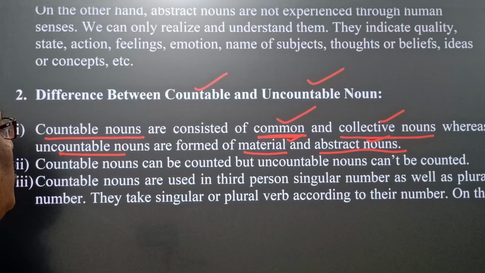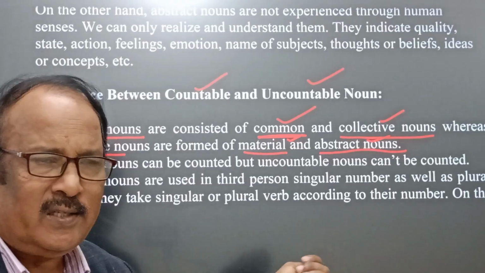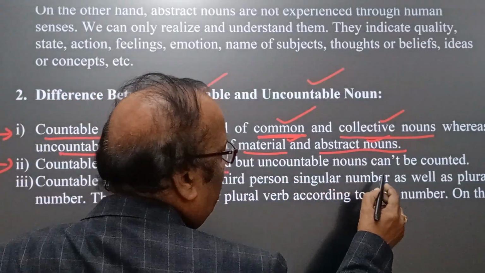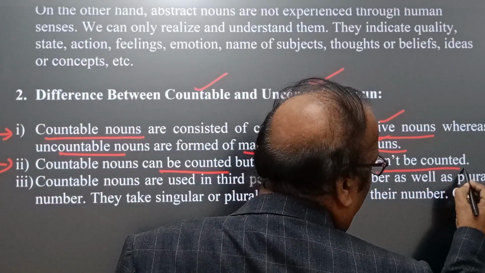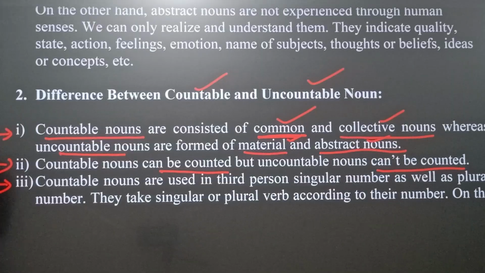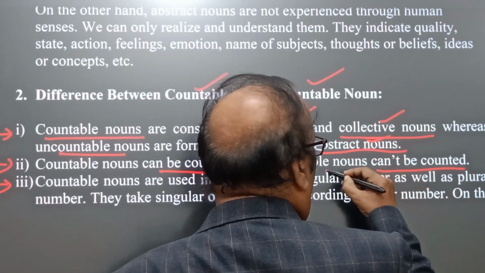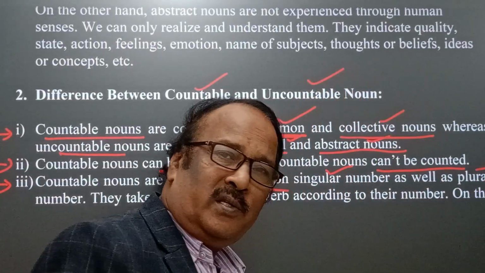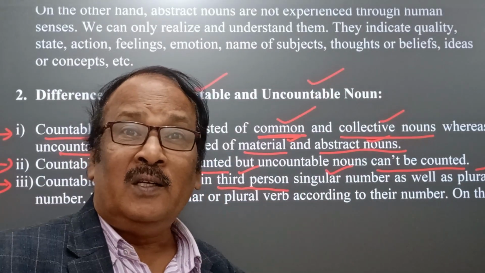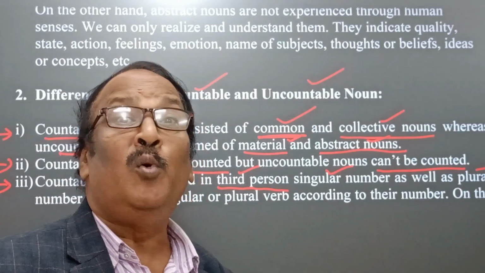Second difference: countable nouns can be counted, what we have already discussed, but uncountable nouns cannot be counted. Next comes the other idea. Countable nouns are used in third person, singular number as well as plural. It means countable nouns can be used in third person singular and plural.